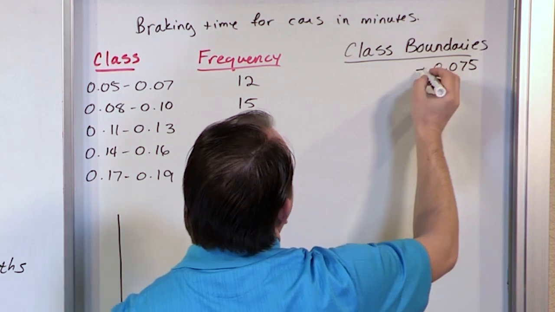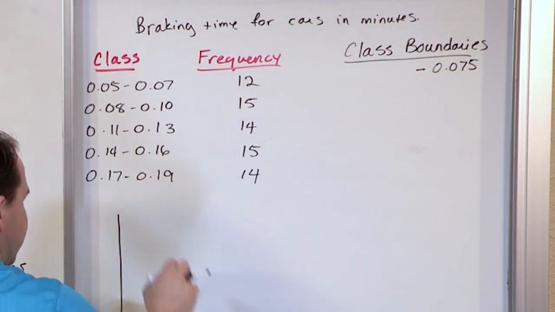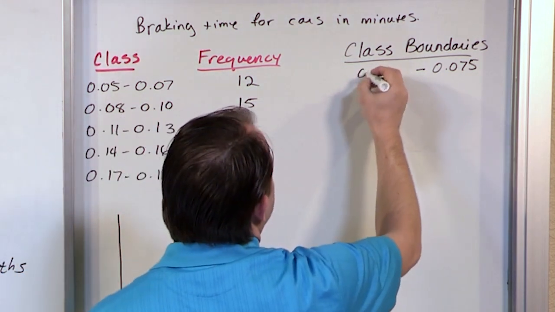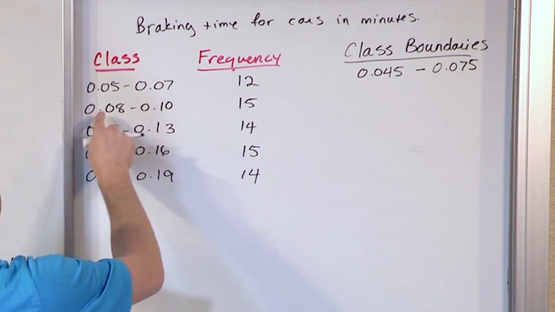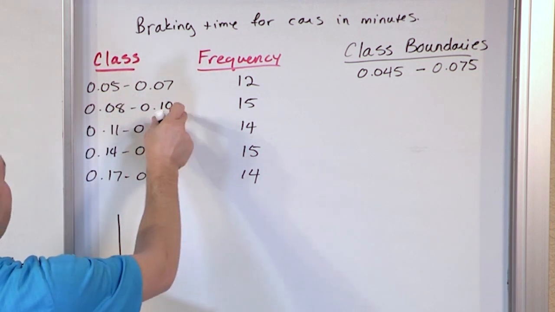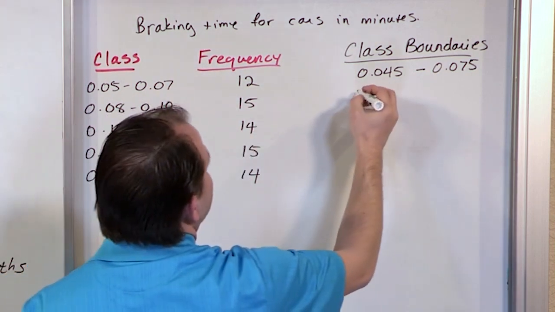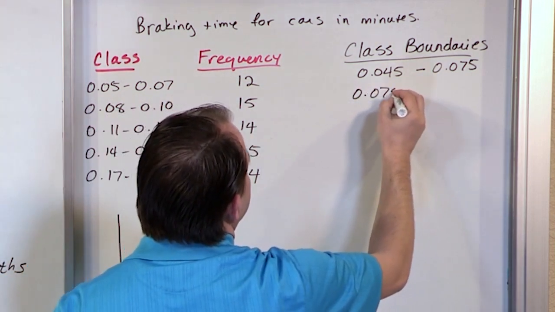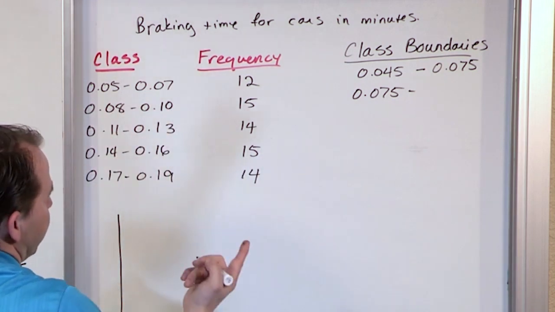0.075 on this side. And over here, if it's 0.075, what would it be on the other side? It would be 0.045. Now what would it be here? It would be on this side and on this side, halfway between. Well, first of all, since this is 0.075, we know this is going to be down here. What would be halfway between 0.10 and 0.11, basically?